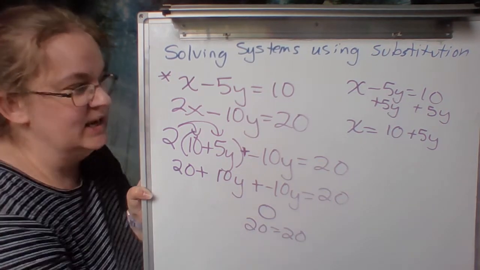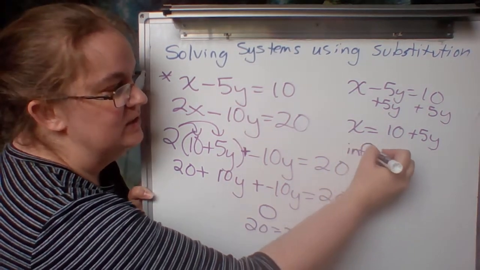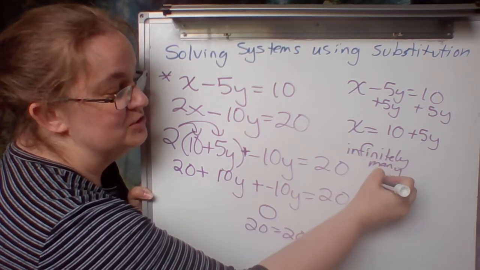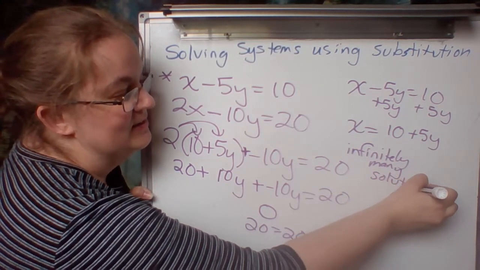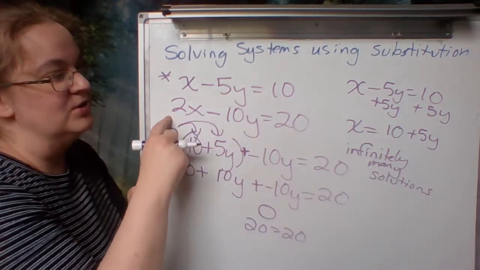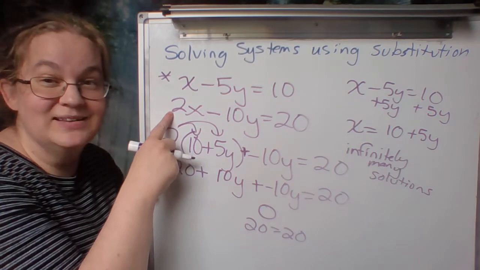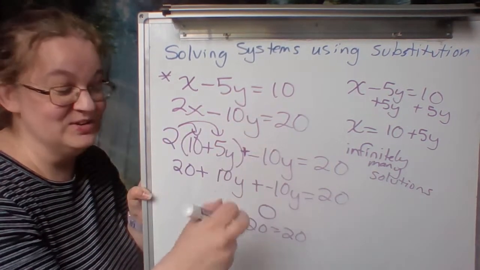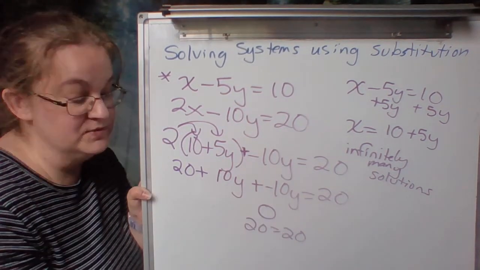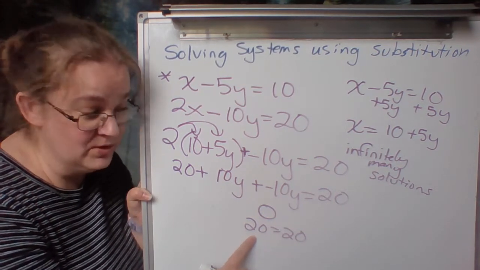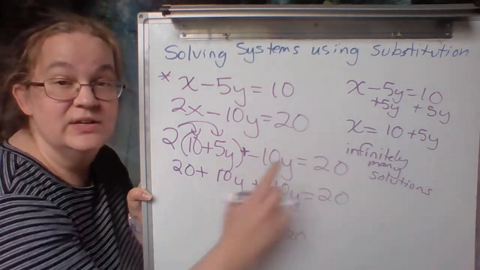Well, this is a case of infinitely many solutions. These, in fact, are the same line. So if you have the same line, that means it's one over the top of each other, and there's an infinitely many number of solutions. If you get down to an answer of something like a number equaling itself, that's infinitely many.